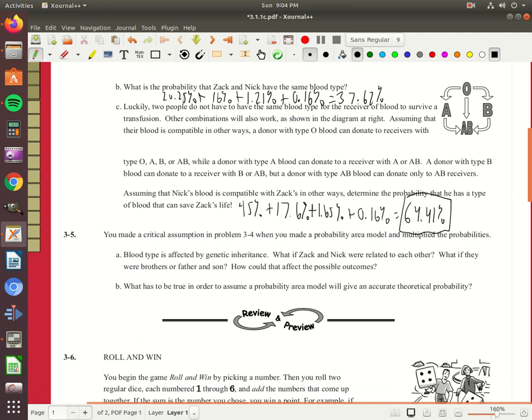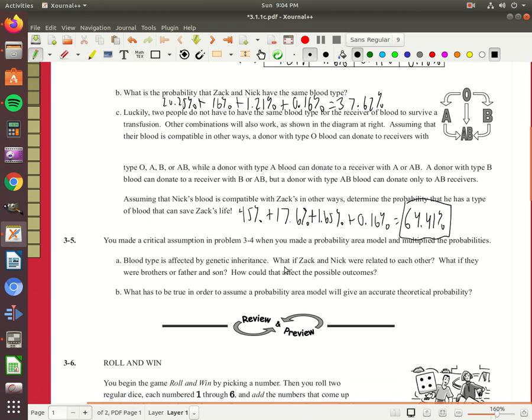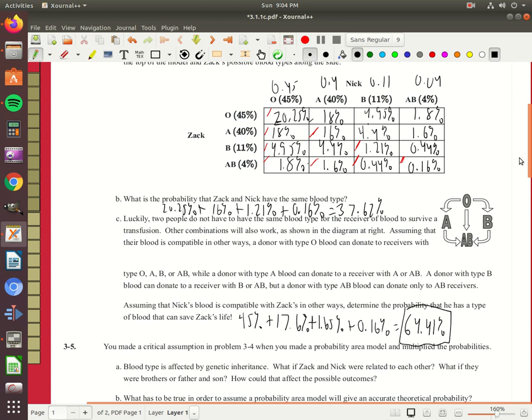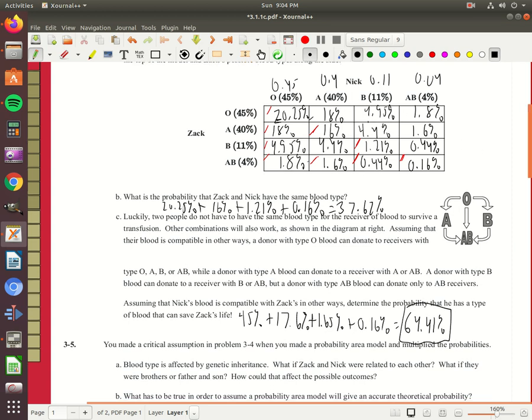has. All right, it says you made a critical assumption in problem 3-4 when you made a probability area model and multiplied the probabilities. Blood type is affected by genetic inheritance. What if Zach and Nick were related to each other? What if they were brothers or father and son? How could that affect the possible outcomes? Well, maybe family are more likely to have a certain blood type, so maybe those odds would go up tremendously. Maybe they both have O or both have A or both have B just because they're related.